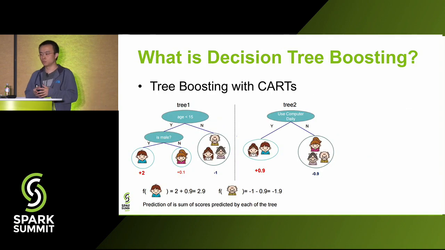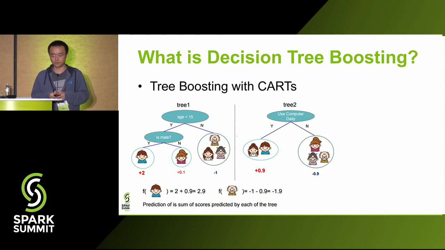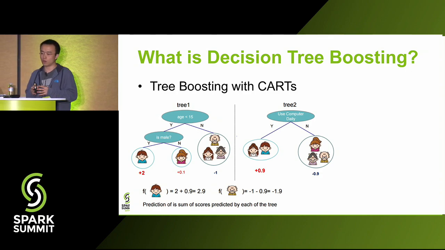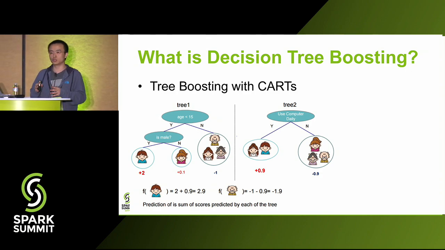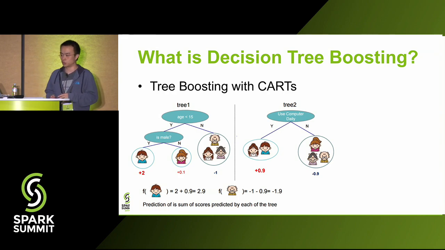Then what is decision tree boosting? Decision tree boosting means that in our machine learning model, we use more than one tree. For example, here, we introduce a new tree which separates the data sets into two parts with a new rule that is based on whether this person will use a computer daily. And specific to a single data point, the overall score it gets from these multi-tree models is the sum of all scores it gets from every tree.